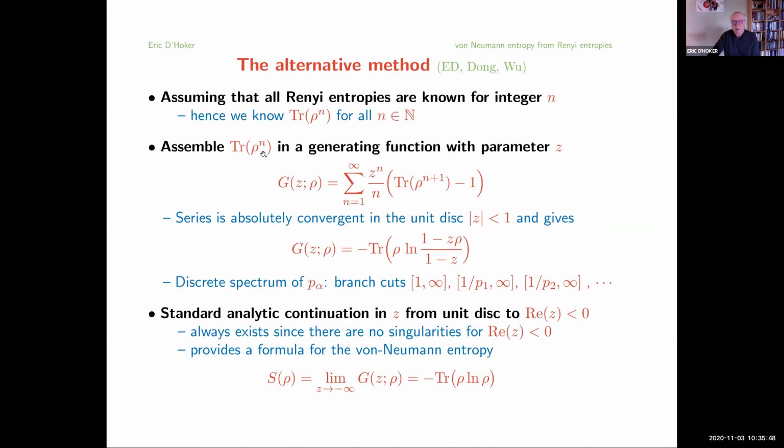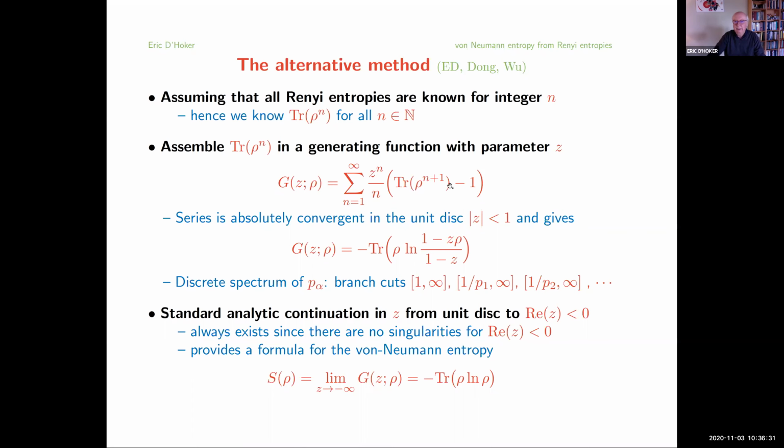What you do is assemble these traces of rho to the n in a generating function with an auxiliary complex parameter z. So the way you do that is you put them all in an infinite sum from n equals 1 to infinity, z to the n over n, times the trace of rho to the n plus 1 minus 1. Now, you know that trace of rho is equal to 1, and that means that trace of rho to the n is actually less than 1, because you have a sum of numbers which are all less than 1, and you raise them to a higher power.